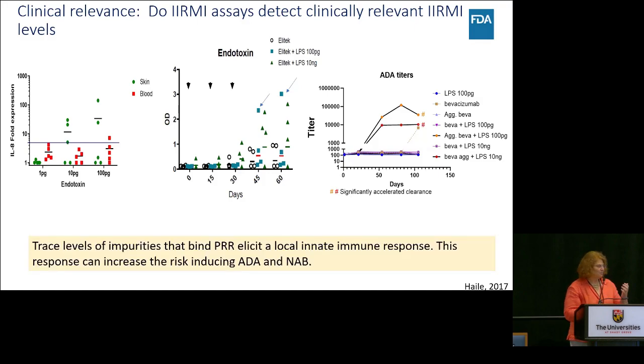So trace levels of impurities that bind PRR can elicit a local innate immune response, and that response can increase the risk of inducing ADE and NAB.